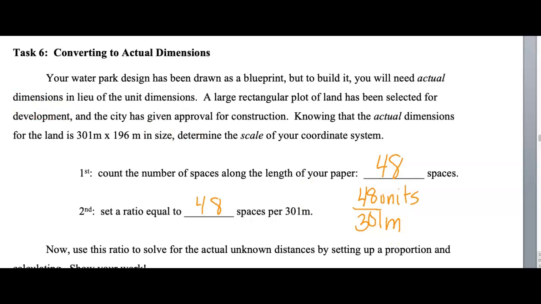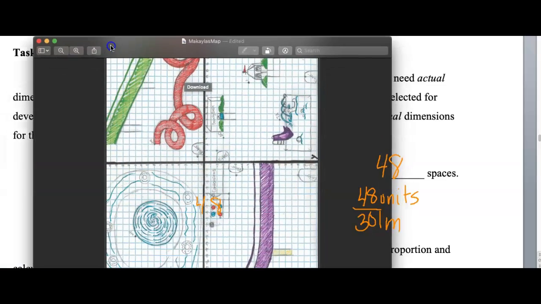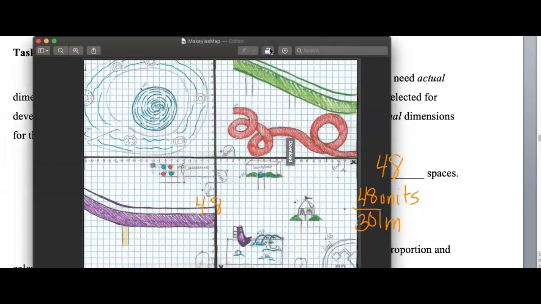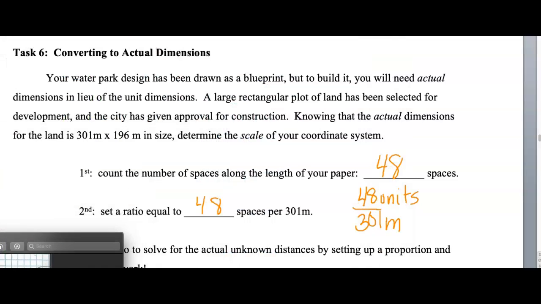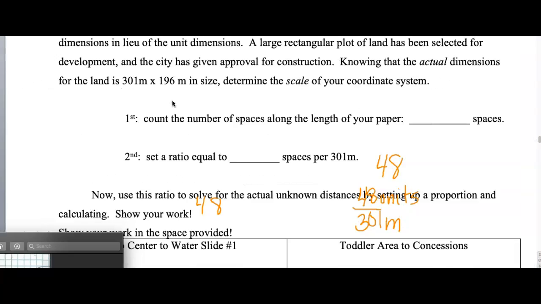It doesn't matter if you were to have your map horizontally or vertically. We're all going to use the same ratio for this task. It's okay if it's a little off of what it would actually be. We're all just going to use the ratio of 48 units over the 301 meters. That was a mistake that I made on my part when you guys at the very beginning asked if it mattered which way you had your map, and I said no, it does, but at this point I'm not going to make you redo things. We're all just going to use that 48 units over 301 meters as our ratio to solve for this.